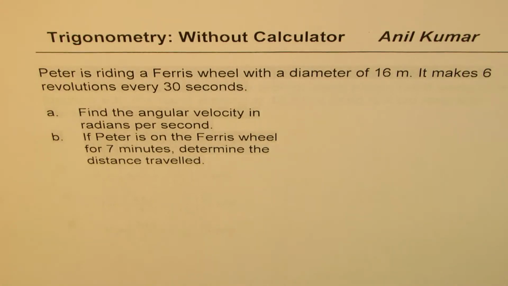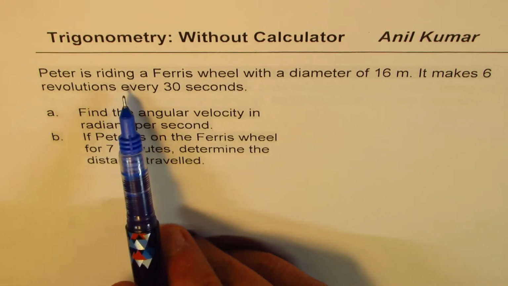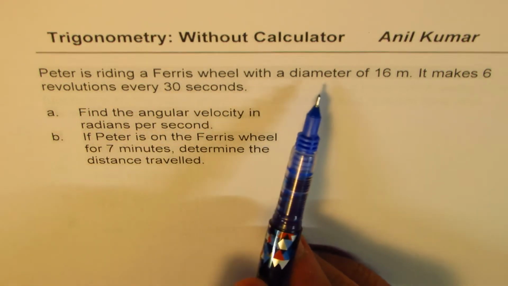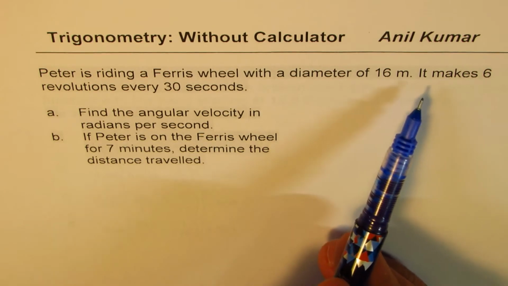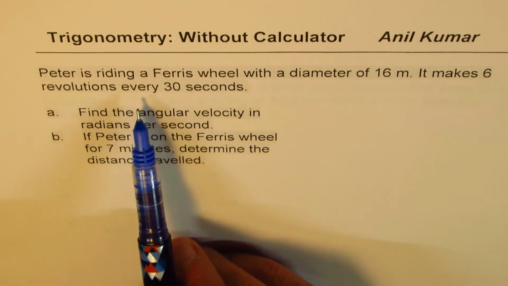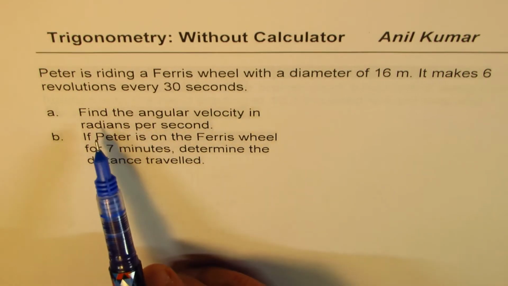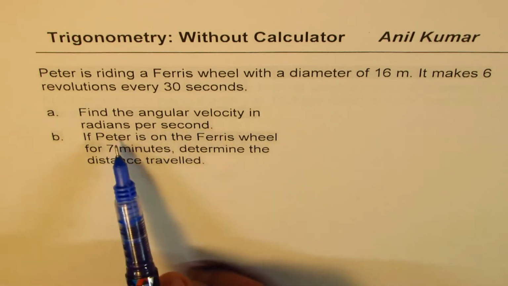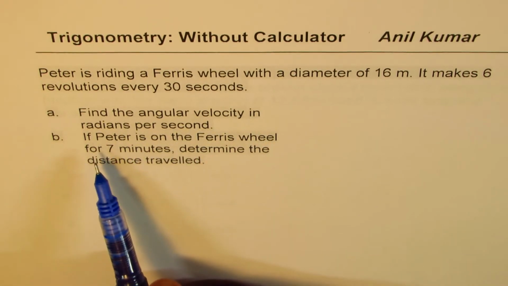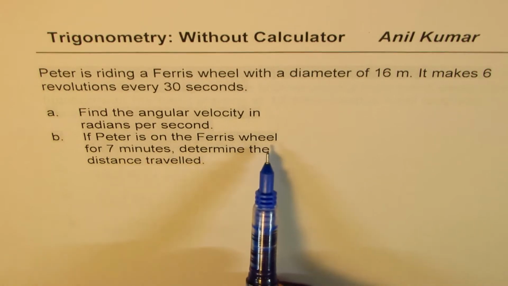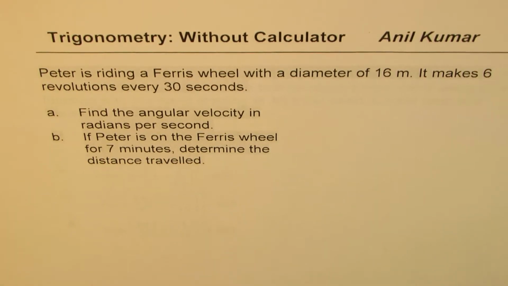Then we have a question here saying, Peter is riding a Ferris wheel with diameter of 16 meters. It makes 6 revolutions every 30 seconds. Find the angular velocity in radians per second. If Peter is on the Ferris wheel for 7 minutes, determine the distance traveled.